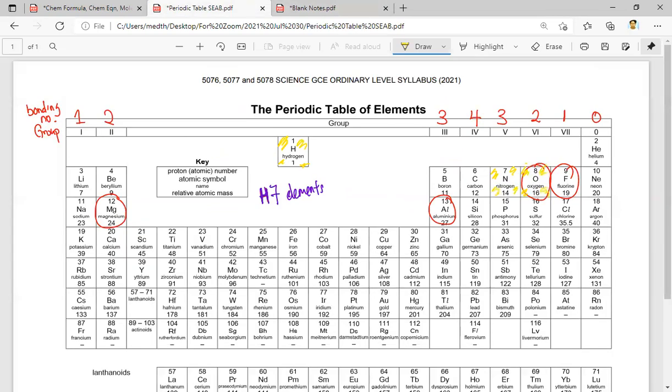Okay, I'm going to shade the rest of the H7 elements. We've got fluorine, chlorine, bromine, iodine, astatine. So you can see H, and you can see this number 7. When you really draw it out, it's actually a number 7.